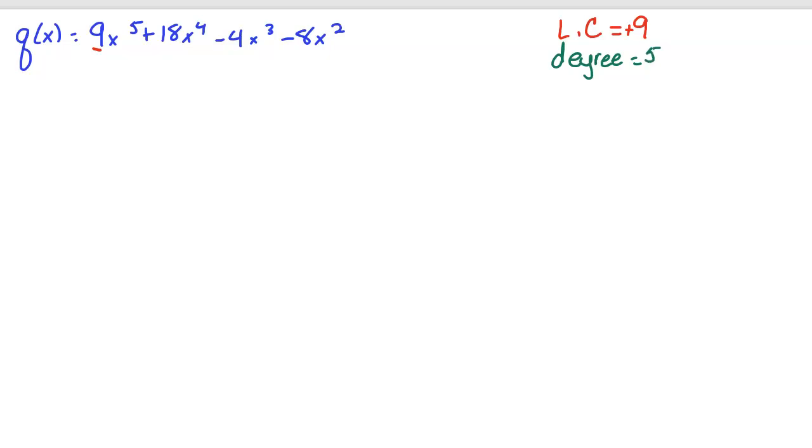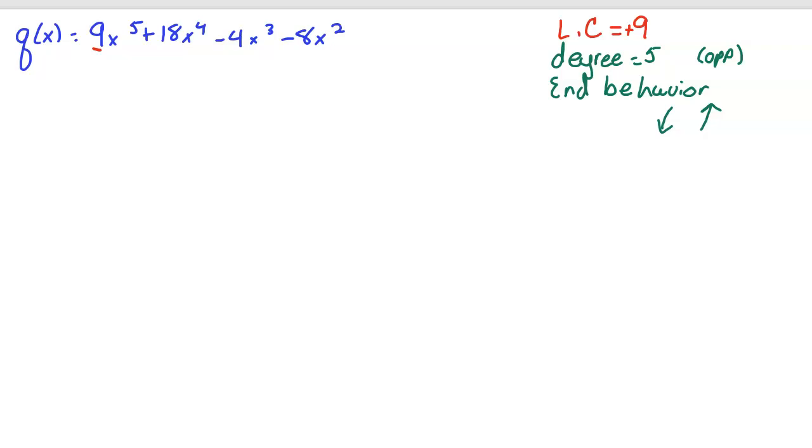So what does that tell me about the end behavior of this particular function? Since my degree is odd, that means we're going to go in opposite directions. My leading coefficient is positive, so I'm going to be going up on the right side. And I'm going in opposite directions, so I'm going to be going down on the left side. Okay, so we have our end behaviors.